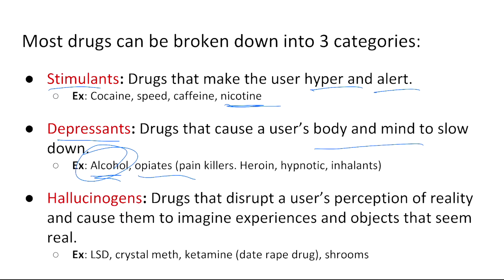Others are opiates like painkillers, heroin, hypnotics, inhalants. And the final category here, hallucinogens. These are drugs that disrupt a user's perception of reality and cause them to imagine experiences and objects that seem real. So all of a sudden, there's the possibility of hallucinating. Drugs like hallucinogens are LSD, crystal meth, ketamine, and shrooms.